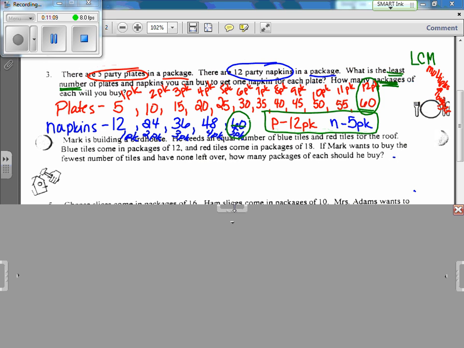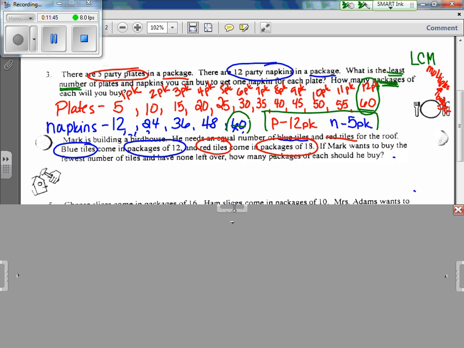Pause the video, try it on your own, and then come back and check it with me. All right, so you should try this one on your own. Let's see how you did. Mark is building a birdhouse. He needs an equal number of blue tiles and red tiles for the roof. So we're looking at equal again. The problem is blue tiles come in packages of 12 and red tiles come in packages of 18. Of course, they don't come in packages with the same amount. So he needs to buy the fewest number of tiles and have none left over.